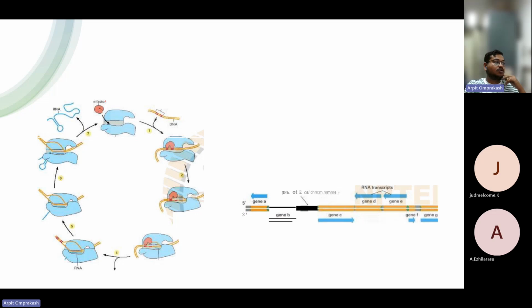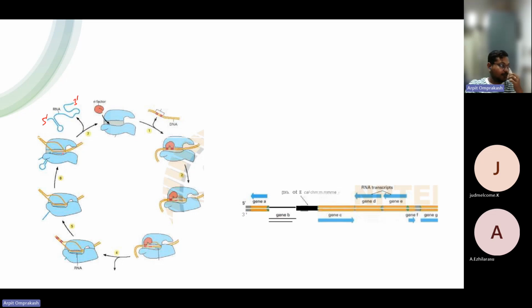We have something called a sigma factor, which binds to the RNA polymerase and helps in the binding of the DNA molecule to the RNA polymerase. Then the sigma factor moves out, and we have opening of the DNA chain. We have formation of the RNA, then opening of the DNA, and formation of the full RNA. Then the RNA goes out. Note here that this RNA will be formed from the 5' end to the 3' end.